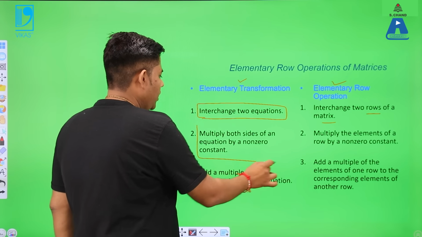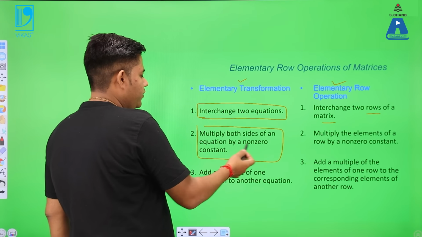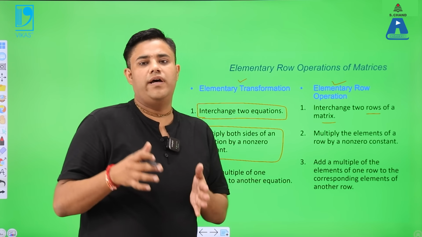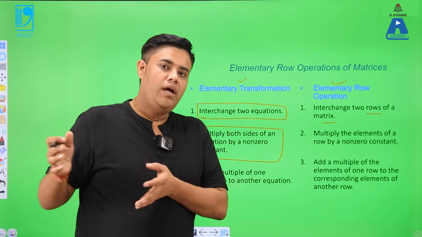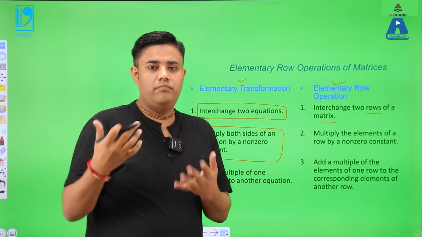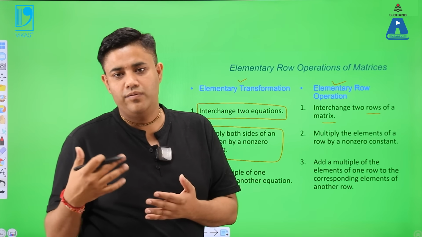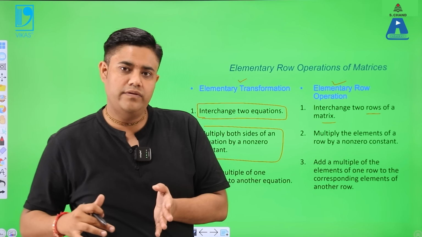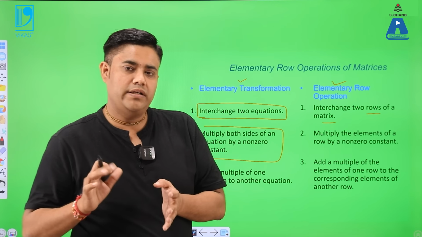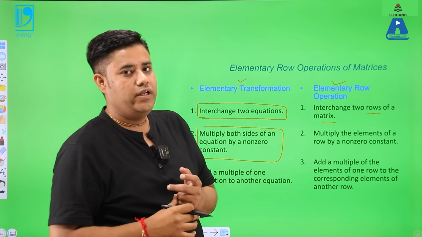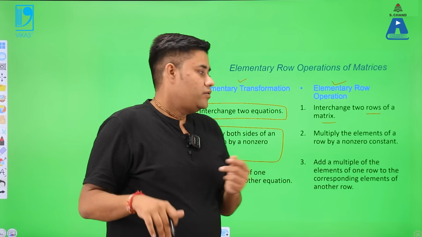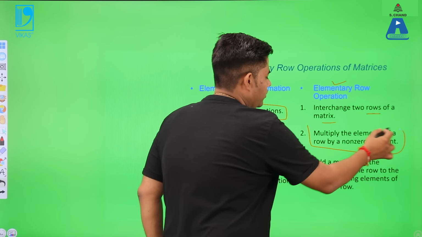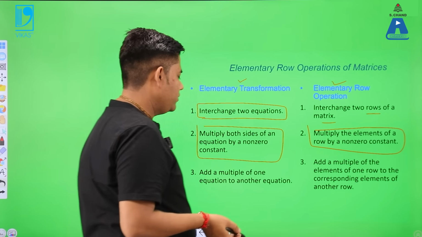Now let's say we want to multiply both sides of an equation by a non-zero constant. Let's say you have an equation x plus y plus z equals 4, and I want to multiply the equation by 2 and subtract another equation, so that after subtraction I get an elimination of a variable, let's say x or y. I can do that. Here also I can multiply the terms of any row with a non-zero constant.